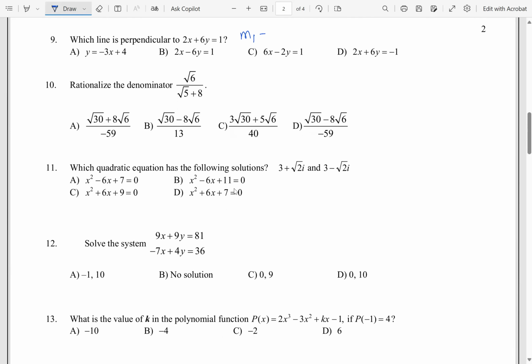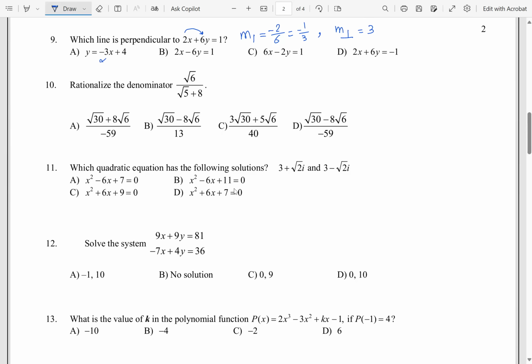The gradient of the given equation is simply negative the coefficient of x over the coefficient of y, which is -2 over 6, or -1/3. So the gradient of the perpendicular line must be the negative reciprocal of -1/3, which is 3. Which of these equations has gradient 3? Go to each option and check.